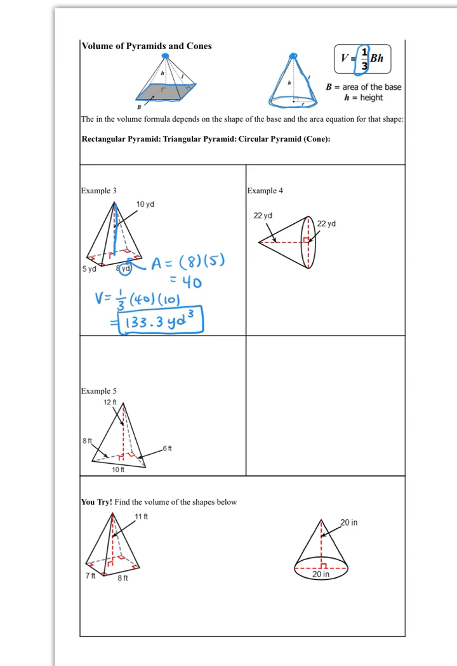So here we have a circle as our base, and the diameter is 22, so the radius is half of that, which is 11. So we're going to find the area of the base, which is pi r squared. So pi times 11 squared is 121 pi. And I'll go ahead and put yards squared. So the volume is going to be 1/3 of that. So 1/3 of 121 pi.